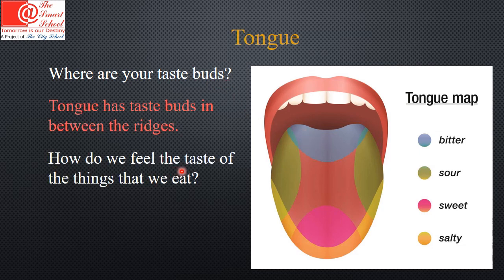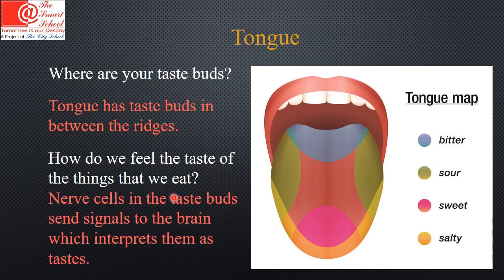How are we able to taste the things that we eat? Nerve cells are present in the taste buds. They send signals to the brain, which interprets them as tastes.